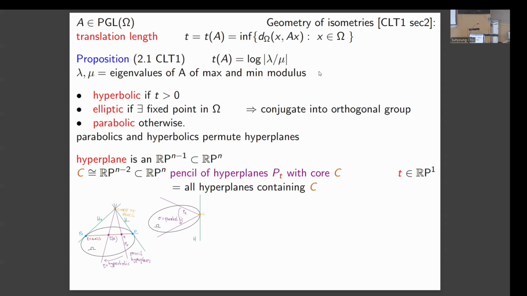The parabolic case is a kind of limit where this core of the pencil has moved in and touches the boundary of the domain at maybe one point or maybe more than one point. But there's still this pencil of hyperplanes that are moved by the parabolic. So that's a kind of geometric picture of what the possible maps are doing. Any questions?